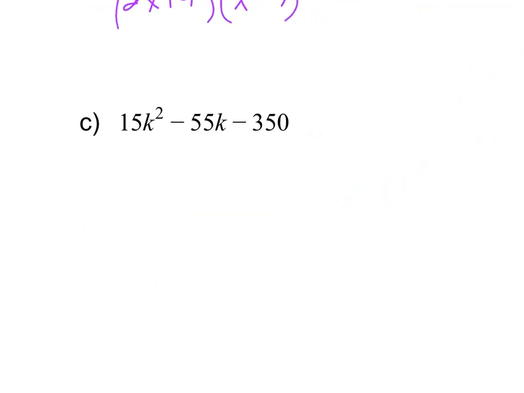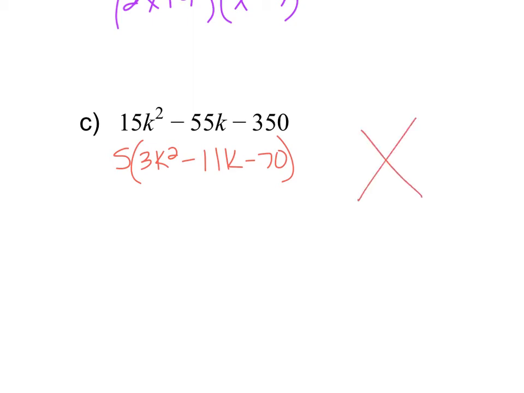Ooh, this one we can factor out. Do you notice anything right off the bat? They are all divisible by 5. So let's do that so we're working with much smaller numbers. So we are going to have a 5. I'm not just going to hang out on the outside, that's fine. So that would be 3k squared minus 11k minus 70.